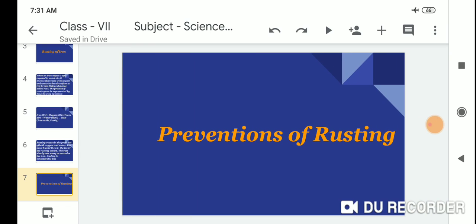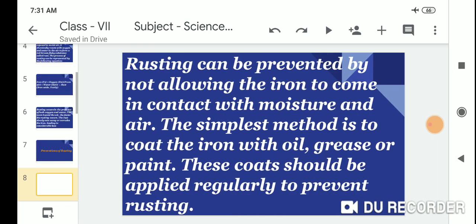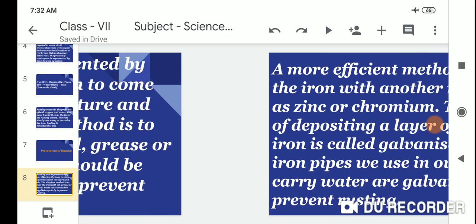Prevention of rusting. Rusting can be prevented by not allowing the iron to come in contact with moisture and air. The simplest method is to coat the iron with oil, grease or paint. These coats should be applied regularly to prevent rusting.